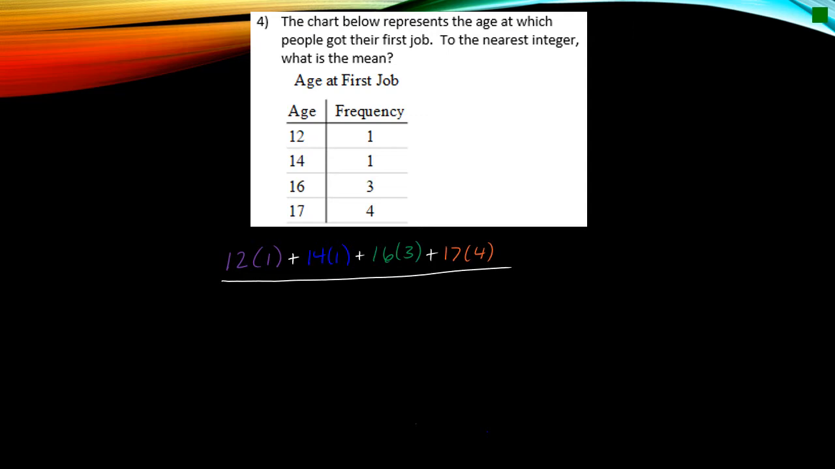And then we're going to divide it by 9, because if you look at all of the frequencies, so take these numbers right here, 1 plus 1 plus 3 plus 4 equals 9, so that's what we're going to divide by. And when you calculate this out, you end up getting 15.7 repeating. And 0.7 would round up, so the nearest integer would be 16.